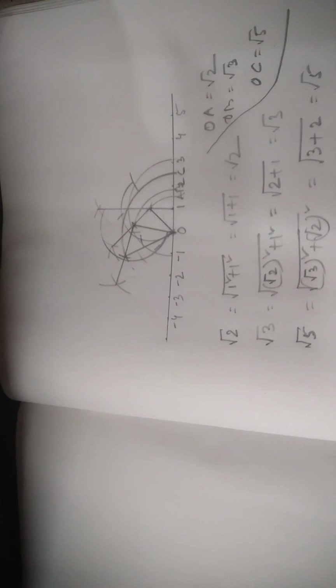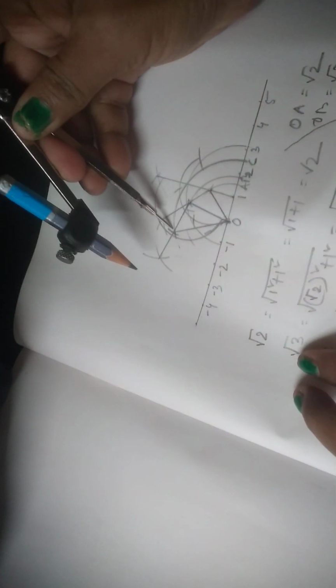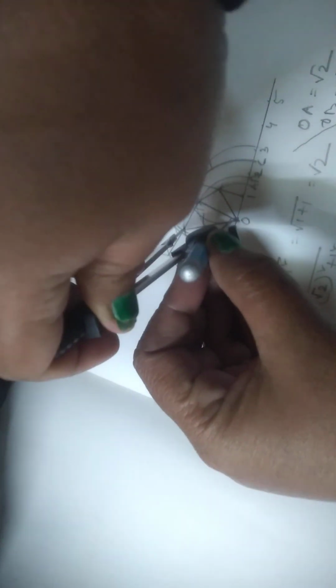This is root 5. Now root 6. Root 6, how we place root 6? This is root 5, and on this line you have to draw a perpendicular at that point. This is root 5, and on this line you have to draw a perpendicular, 90 degree.